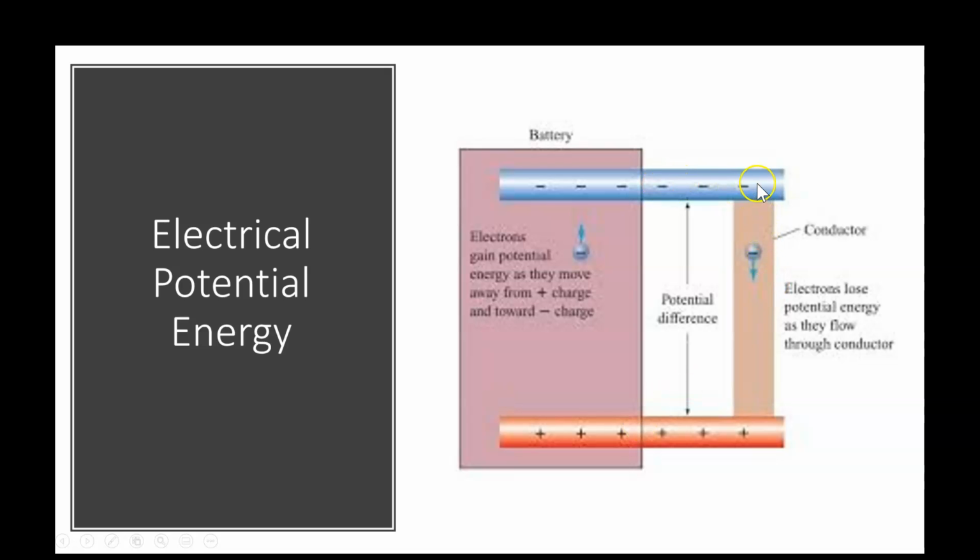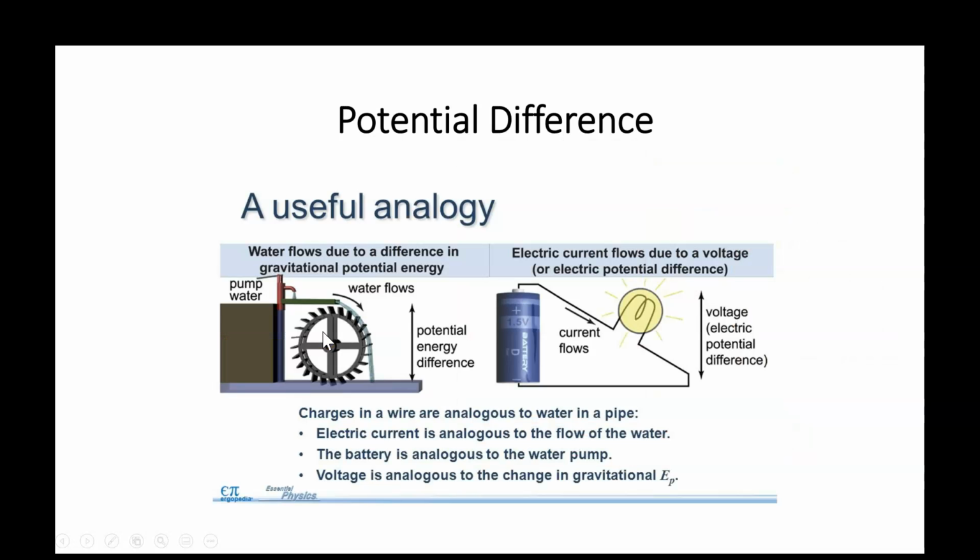As they flow through these conducting wires, they lose potential energy. The potential energy they have up here compared to down here is low. This is what we're looking at in terms of electrical potential difference. They have more energy up here and less energy down here. When we use a voltmeter, we are measuring from here to here. And that's what pushes those electrons through.